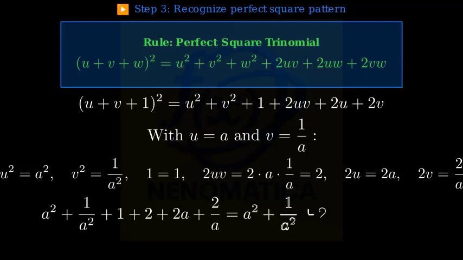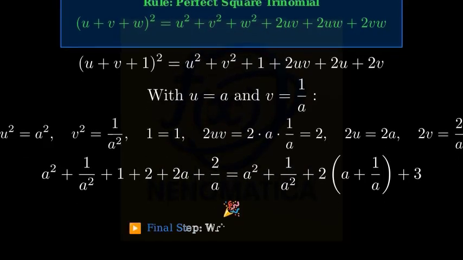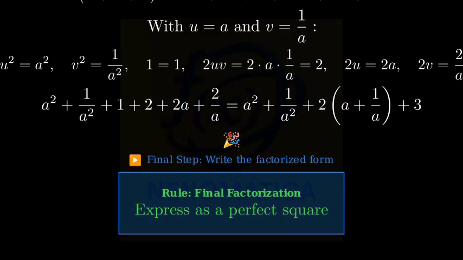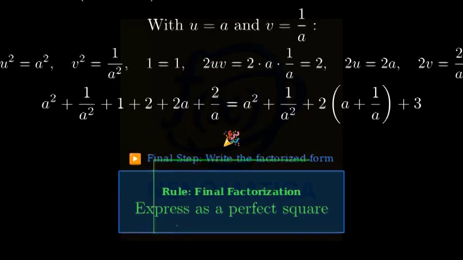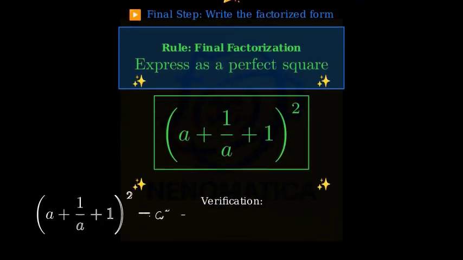When we collect all these terms, we get exactly our original expression. Now for the final step. Since we've confirmed that our expression matches the pattern of a perfect square trinomial, we can factor it directly. The factorized form is simply (a + 1/a + 1) squared. Let's verify this one more time by expanding it.